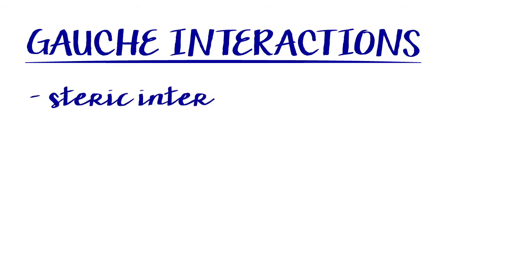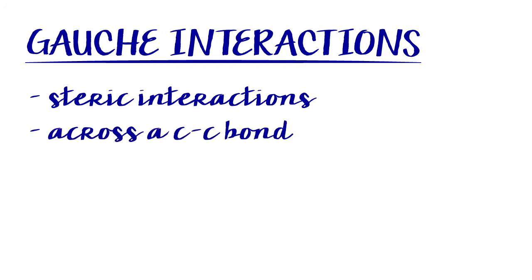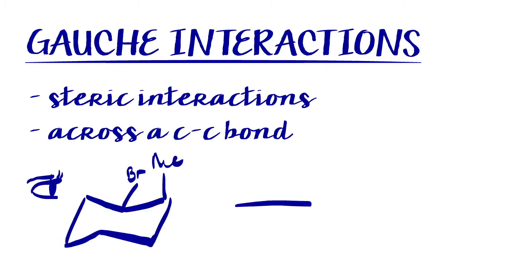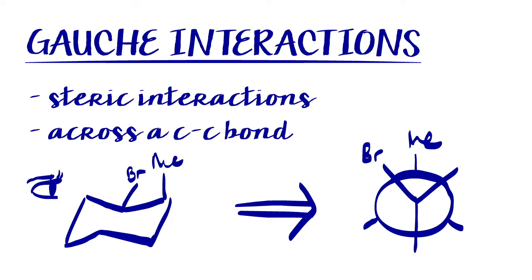A gauche interaction is a steric interaction, which has to do with van der Waals repulsions and results when two atoms or substituents are too close together, causing strain. In this example, the gauche interaction is between the bromine and methyl groups and can be visualized by the groups being next to each other in a Newman projection.